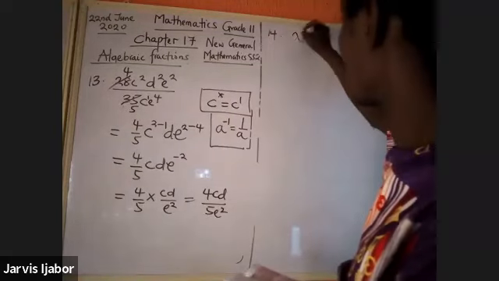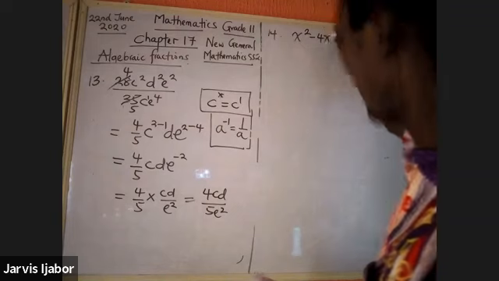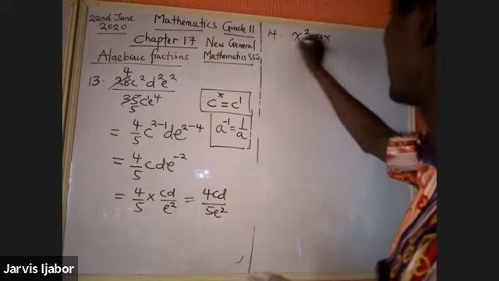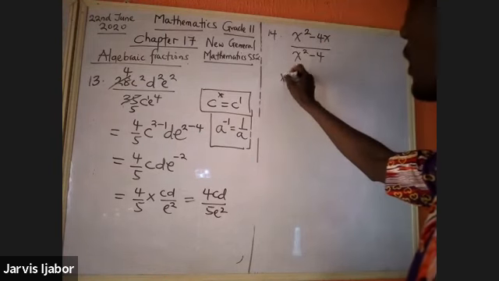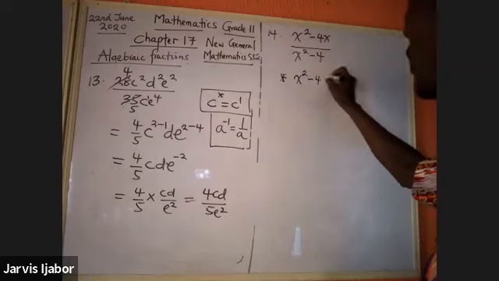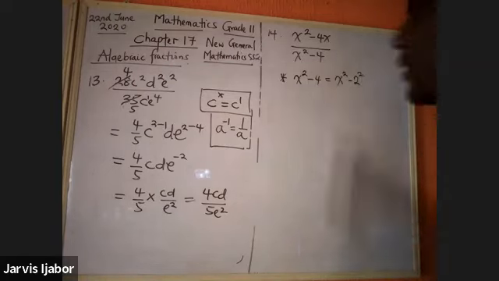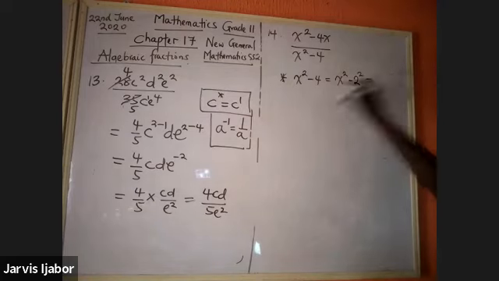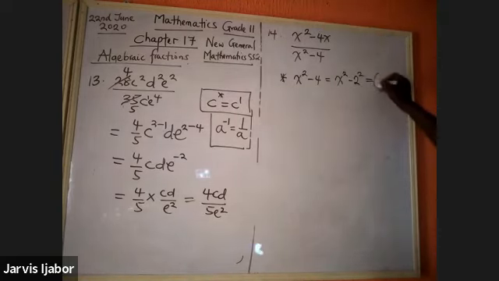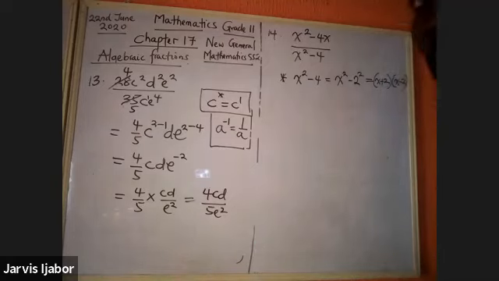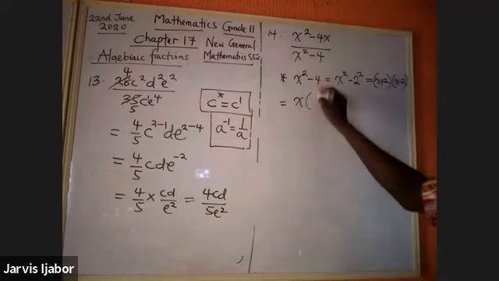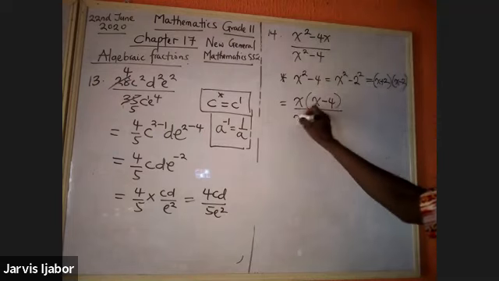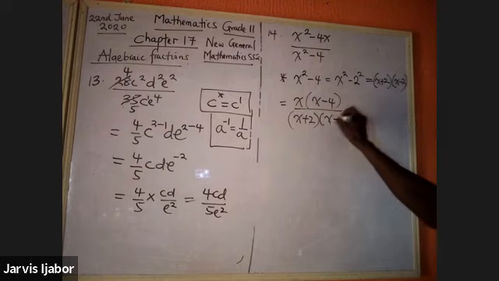In question 14, x squared minus 4x, I got that right, divided by x squared minus 4. Now, x squared minus 4 is the same as x squared minus 2 squared. As such, the earlier concept we learned will apply. This becomes x plus 2 into x minus 2. So please take note of that. So by relevant substitution, this becomes x into x minus 4 over x plus 2 into x minus 2.